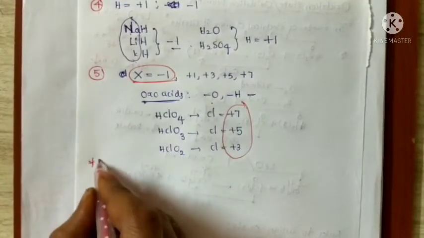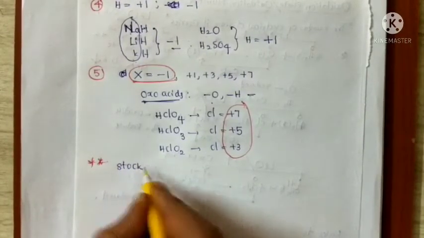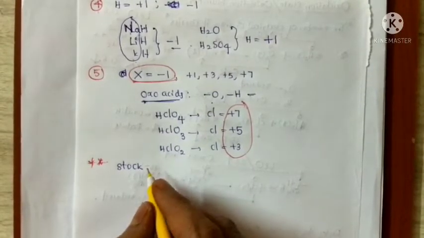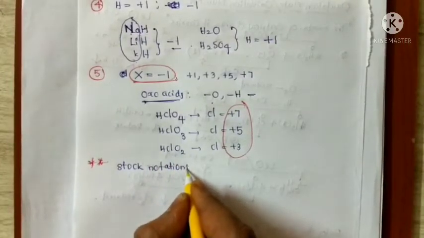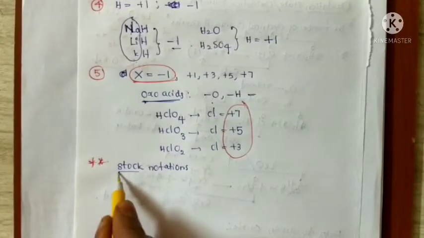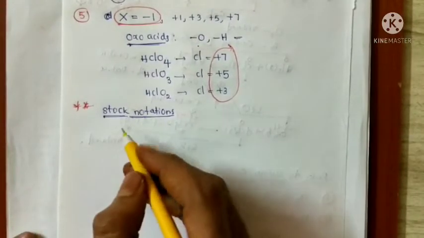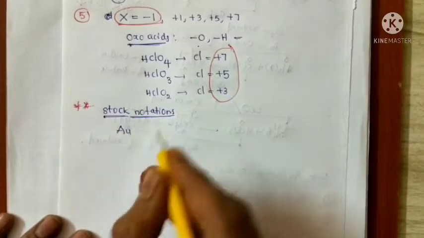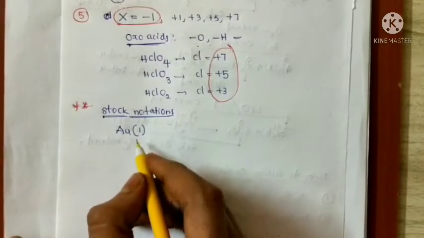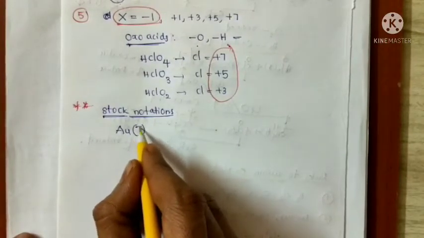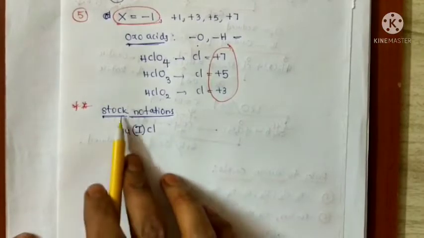Another important term is Stock notation. Alfred Stock explained oxidation state notation, that's why we call it Stock notation. Alfred Stock, a scientist, gave a notation to explain the oxidation state. For example, aurous chloride: the oxidation state of gold is denoted by a Roman numeral, here I, the +1 oxidation state. This is called Stock notation.